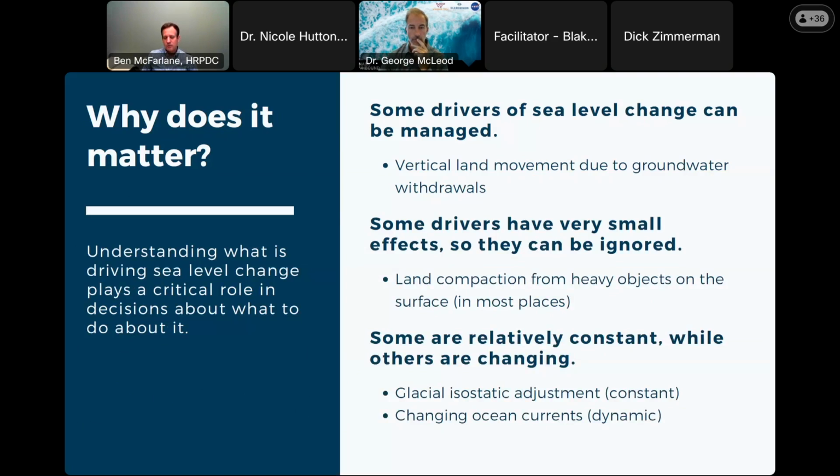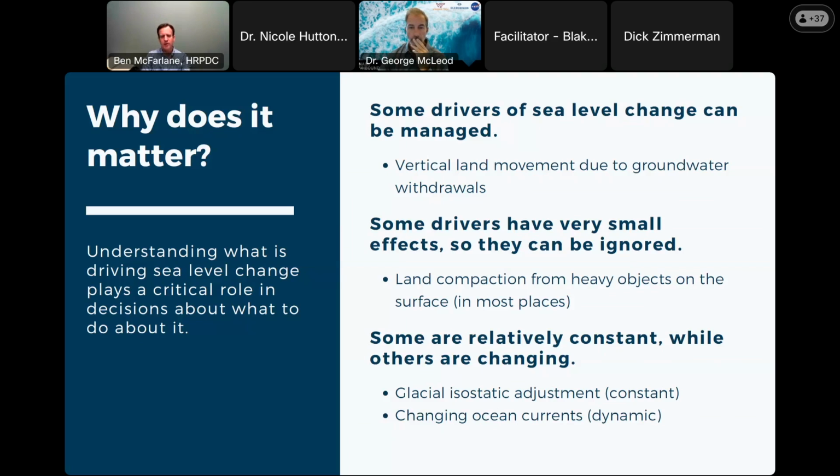Some of these drivers can actually be managed. We can do something about them. For example, right now we have pretty significant groundwater withdrawals from our deep water aquifers here in Eastern Virginia. Slowing down or eliminating those withdrawals could have an impact on the amount of subsidence that's actually occurring in our region.